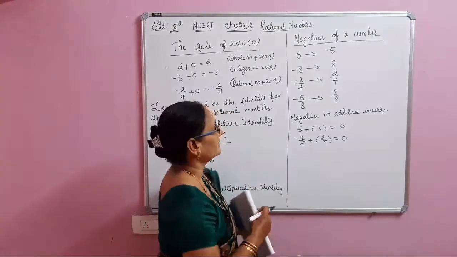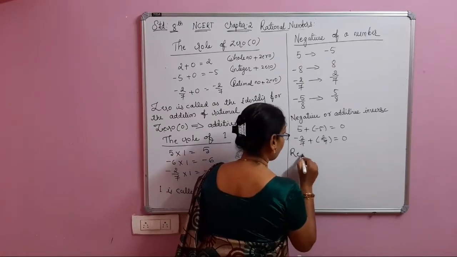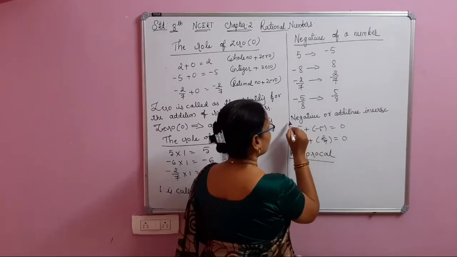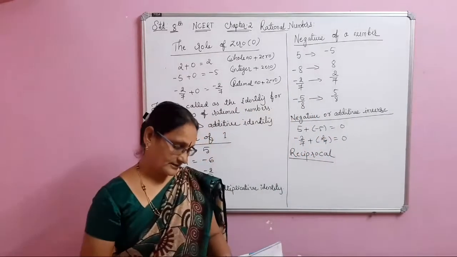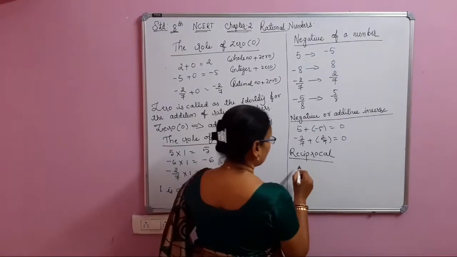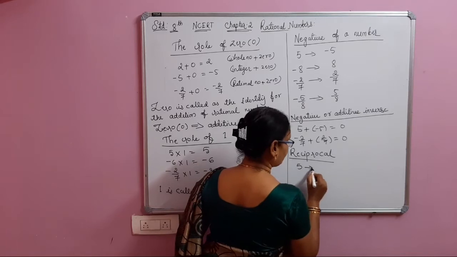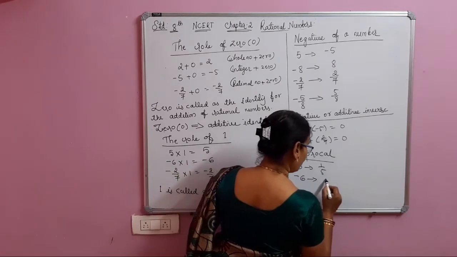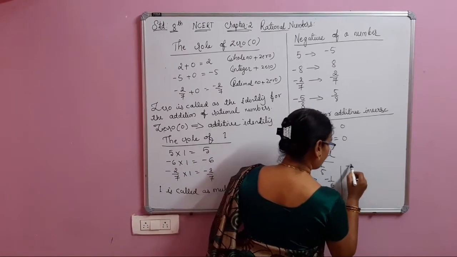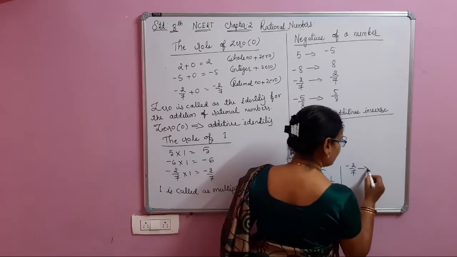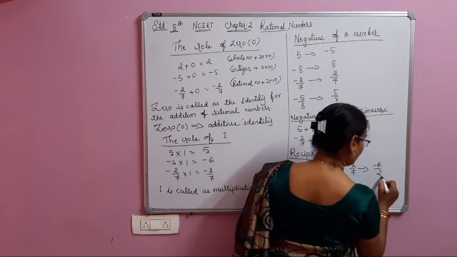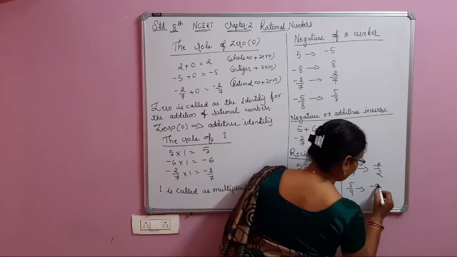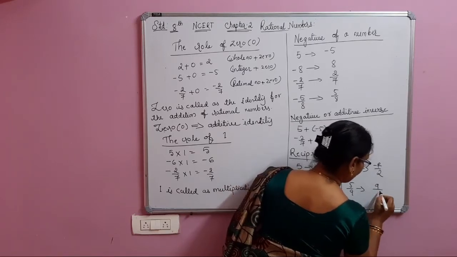The same way, next we learn reciprocal. Reciprocal means, suppose 5 is a number, its reciprocal is 1/5. -6 is a number, its reciprocal is -1/6. -2/7 is a number, its reciprocal is -7/2. Then 5/9, its reciprocal is, not minus here, 9/5.